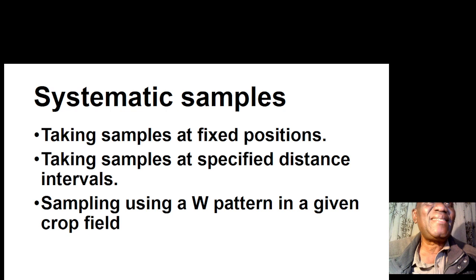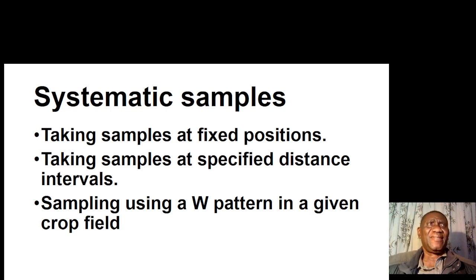Now, in systematic samples, which could be commonly used, you are taking your samples at fixed positions. You take samples at specified distance interval, or you use the interval. You can also use sampling using a W pattern or a zigzag pattern in a given crop field, so that you capture a representative sample. So these are sampling techniques so that you get reliable information. You can have a square field, a long and narrow field. You just plan your sampling in such a way that you get a representative sample.